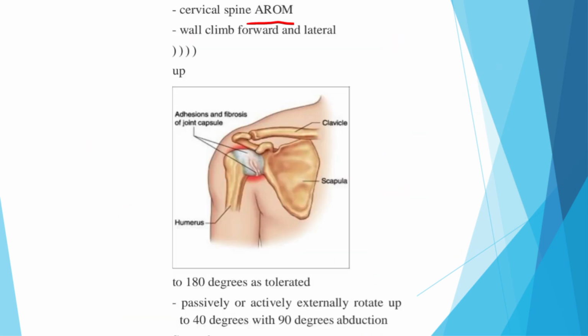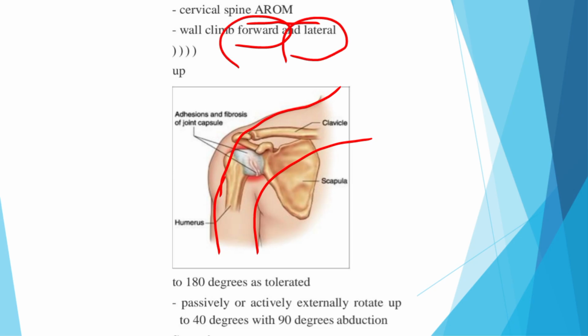Cervical spine active range of motion. We can go for cervical spine active range of motion because the cervical spine is also linked with the upper extremity. Wall climb forward and also lateral up. This can also improve upper extremity range of motion. Here you can see the adhesions and fibrosis of the joint capsule. There is stiffness in the joint and this condition is very painful.